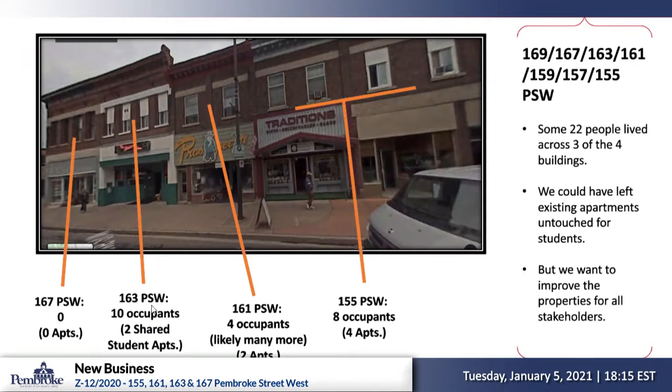163 with the two student apartments had a total of 10 occupants. 161 had two apartments, but in reality, anytime I went up there, there were probably a dozen people living there, as you might expect. And 155 Pembroke Street West had four apartments, and assuming two people per apartment, there were eight there and four and 10. So that was 22 right there. And as Colleen said, we are proposing 18 student bedrooms. So we're actually going to lower the population.